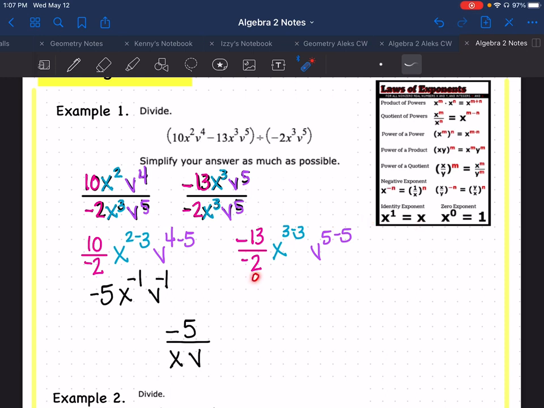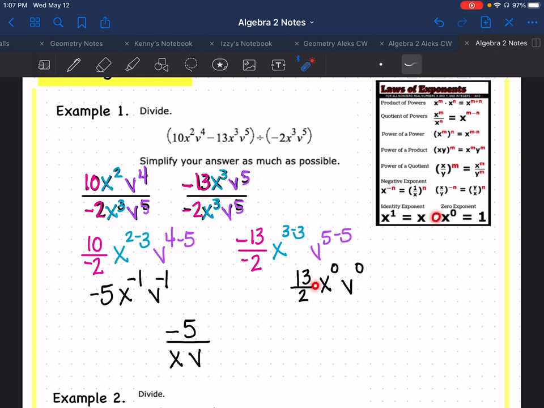All right, let's look right here. Negative 13 divided by negative 2 is going to turn into positive 13 divided by 2. It would change into a decimal, but you don't want to use that. 3 minus 3 is 0, and 5 minus 5 is also 0. If I take a look at my table, whenever I have any base raised to the 0 power, my answer becomes 1. So take a look at what's happening right here per the 0 exponent law.